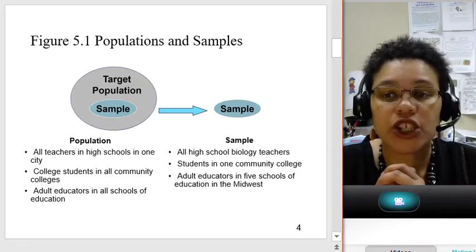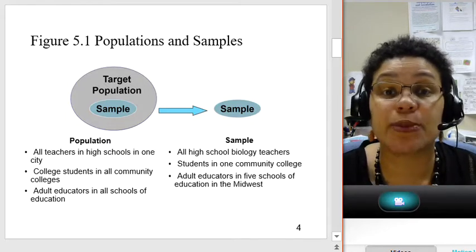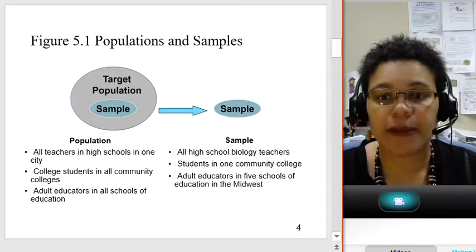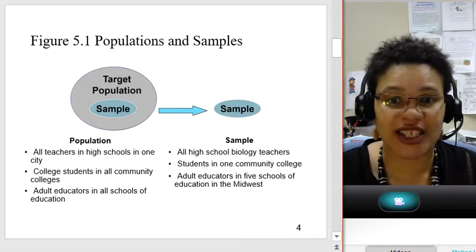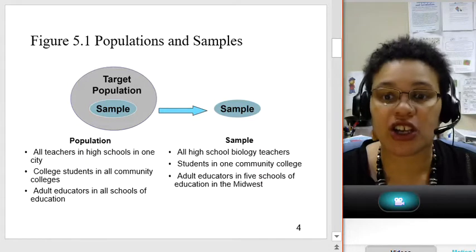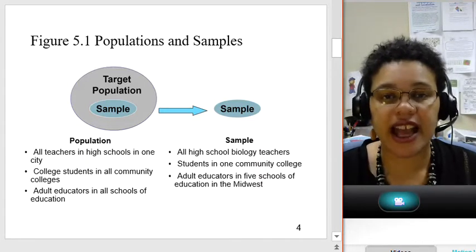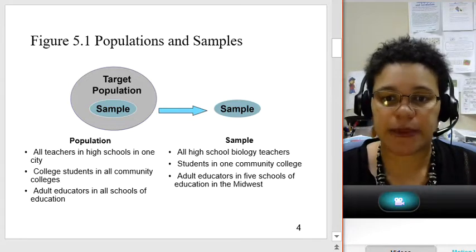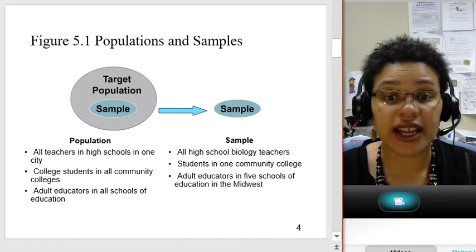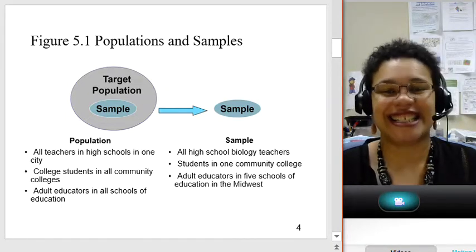Let's say I want to find out about something that relates to college students in community colleges. I'm not going to be giving my survey or interviewing all the college students in all the community colleges. I'm going to maybe choose students in one community college and interview those students to answer my research question. That's my sample.